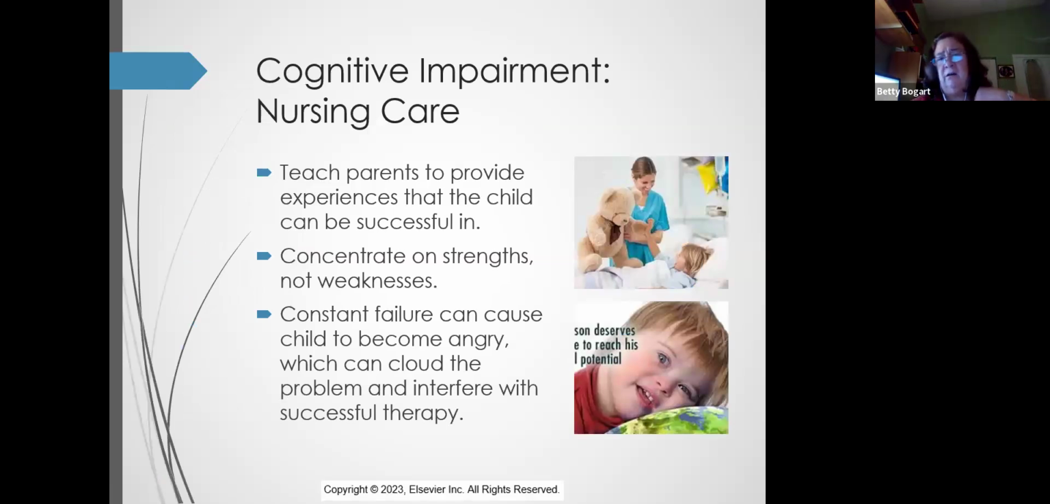So the nursing care of a cognitively delayed child is always to teach the parents. How can we do therapies, teach them? Just because they go to therapy, let's say 5 days a week, they still go home and they still have weeks off. They still have weekends, and the parents need to be taught how to continue these things at home. And with any child, you always concentrate on their strengths and give them that encouragement.